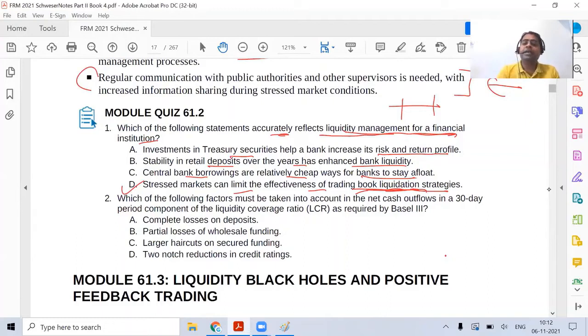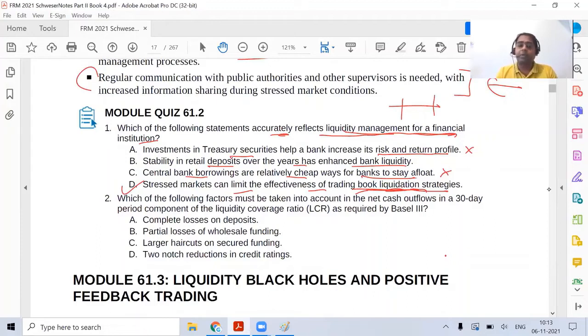Right? See, A was straight away wrong because you don't invest in treasury to get higher risk and return. Central bank borrowing, even though it is cheap, might not be a good way for banks to raise money. Now, stability in retail deposit can be the answer, but D seems to be more correct. I want you guys to cross check at the back end also.